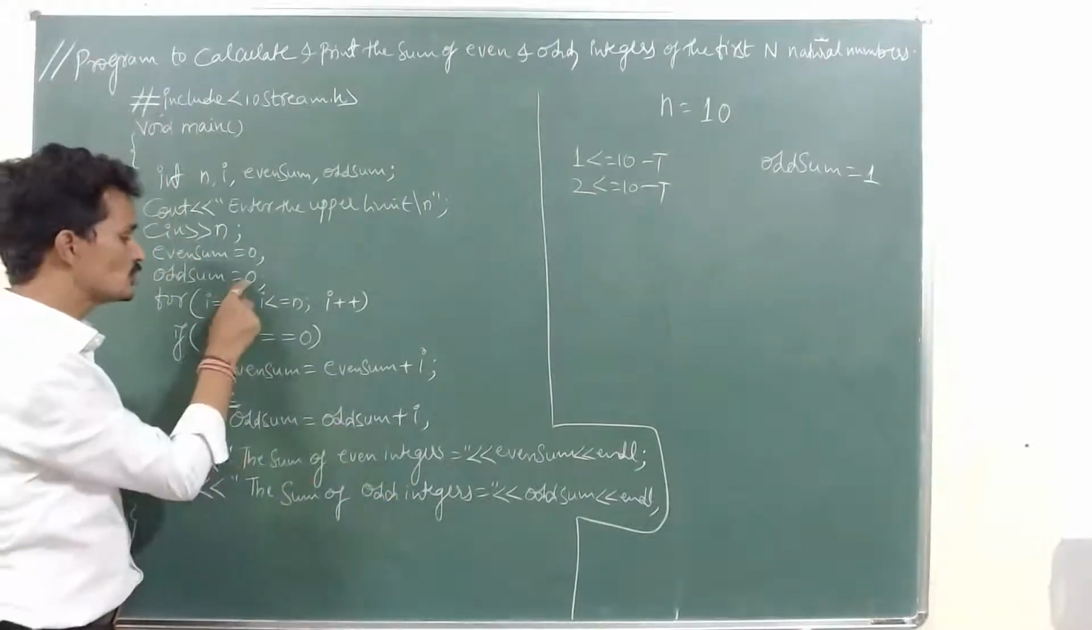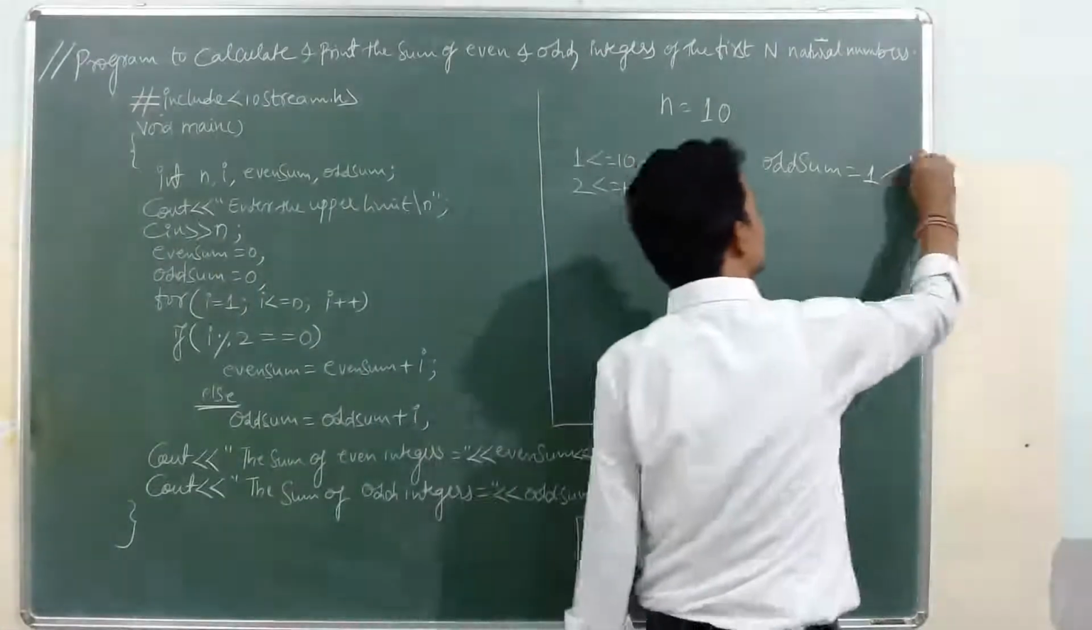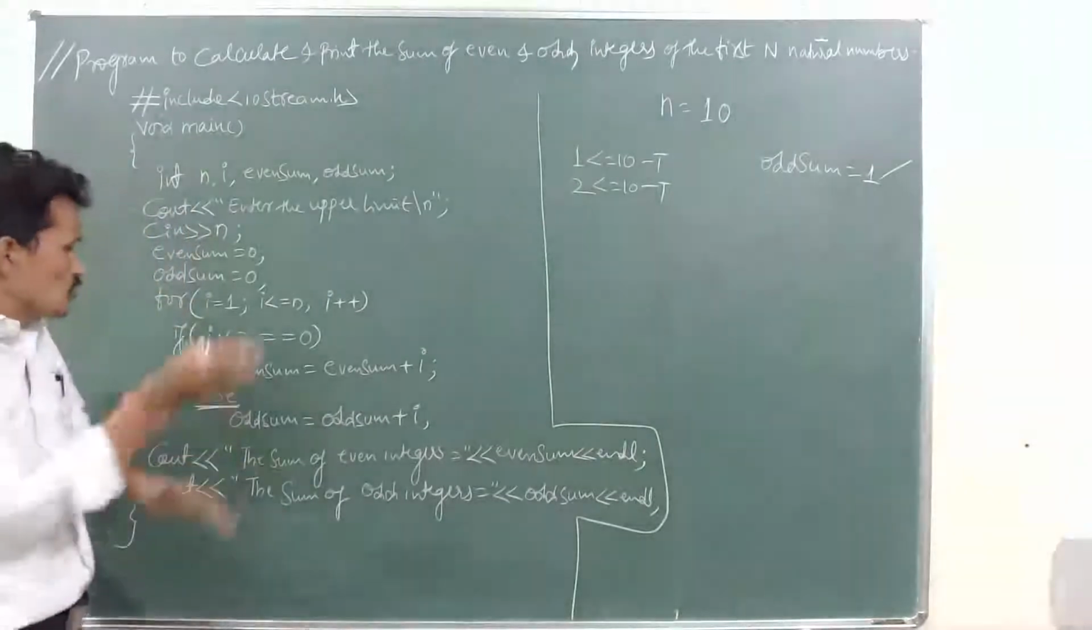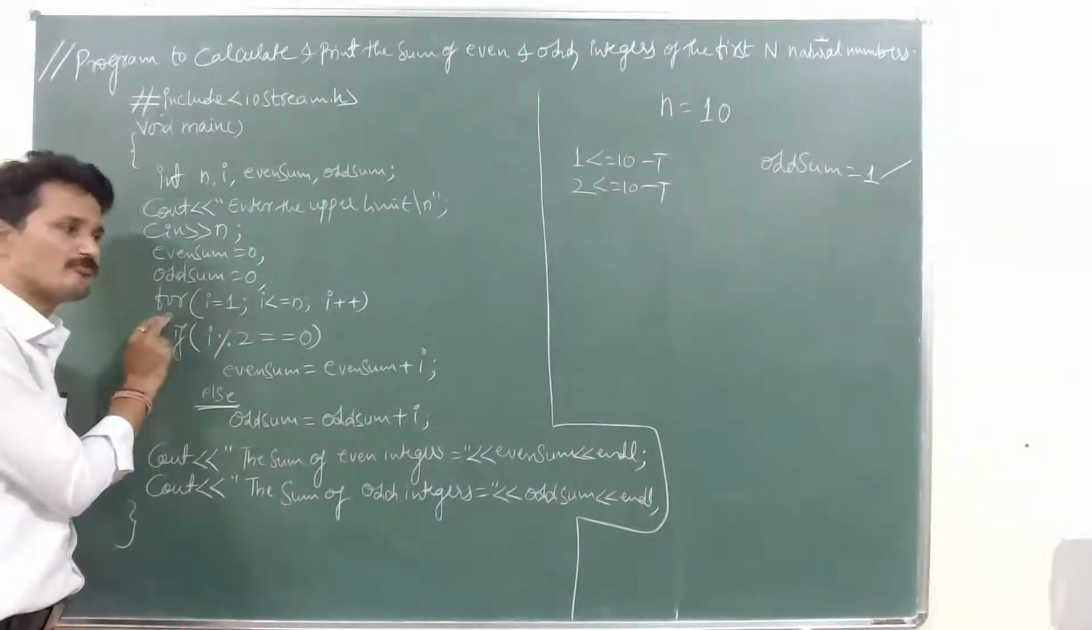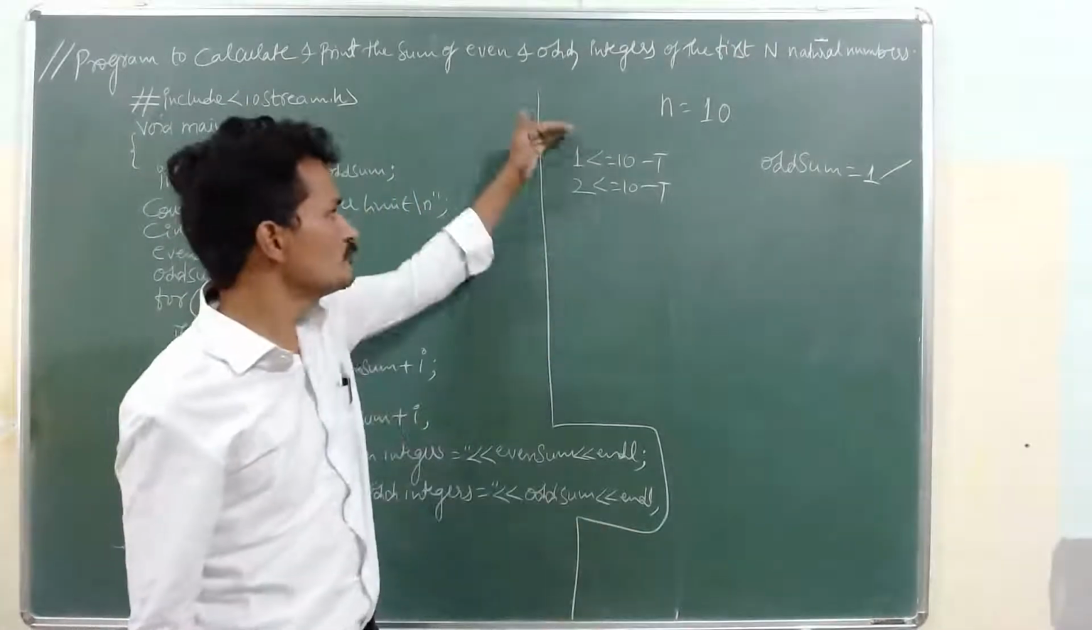Odd sum is 0. 0 plus i, what is the value of i? 1. 0 plus 1 is 1. 1 is assigned to odd sum. Again it goes to the for loop and i gets increased by plus 1, it becomes 2. Last time 1, this time 2.